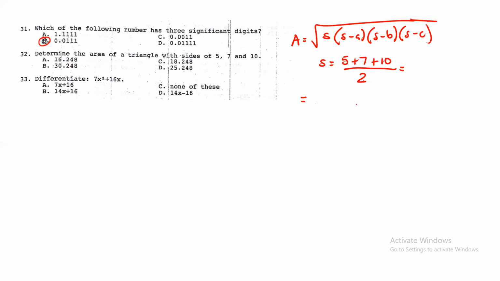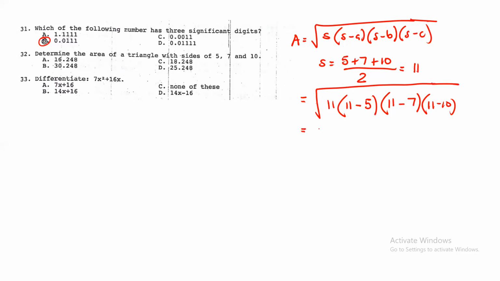So, 11 yan. So, square root ng 11 times 11 minus, so, A natin is 5. So, kahit magkabalik-baliktad yan, okay lang. 11 minus, kahit magkabaliktad yan, tatlong yan, okay lang. So, 11 minus 7 and 11 minus 10. So, magiging sagot natin dito is 16.248. So, wala namang yun nakalagay. So, letter A.